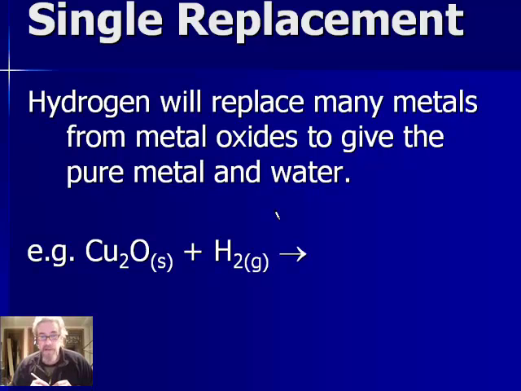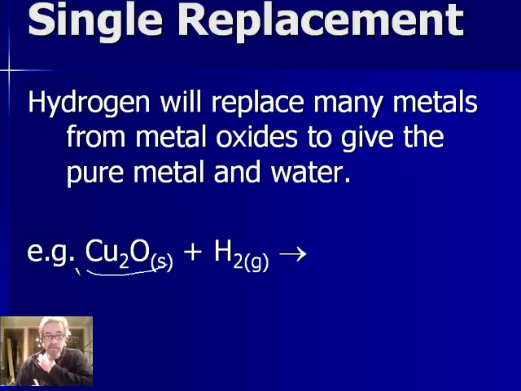We have 3 important exceptions to this rule that nonmetals replace nonmetals in compounds. One of them is this. Hydrogen will often replace metals when the metal is part of a metal oxide, and it'll give that metal pure and then water. Here's what I mean by a metal oxide. An example is this compound here, Cu2O.